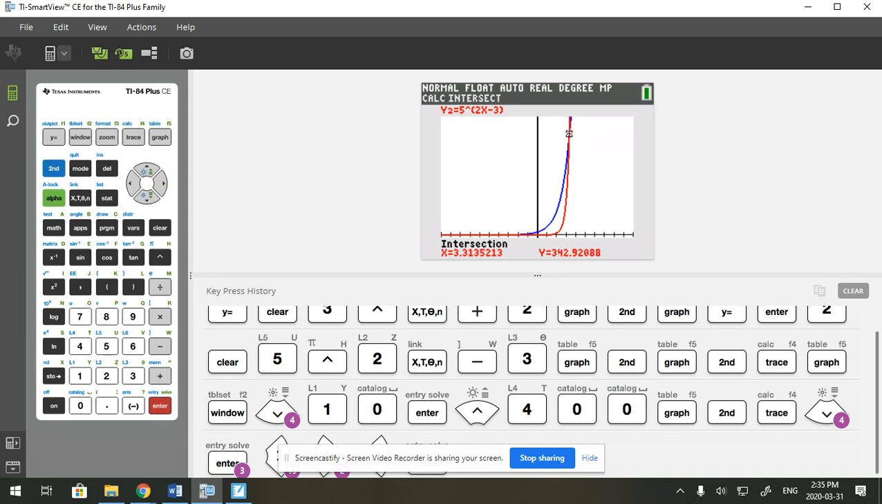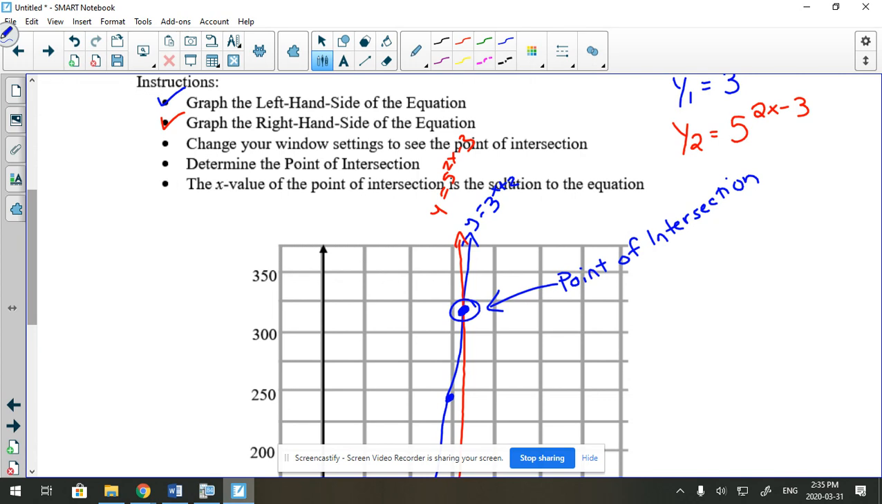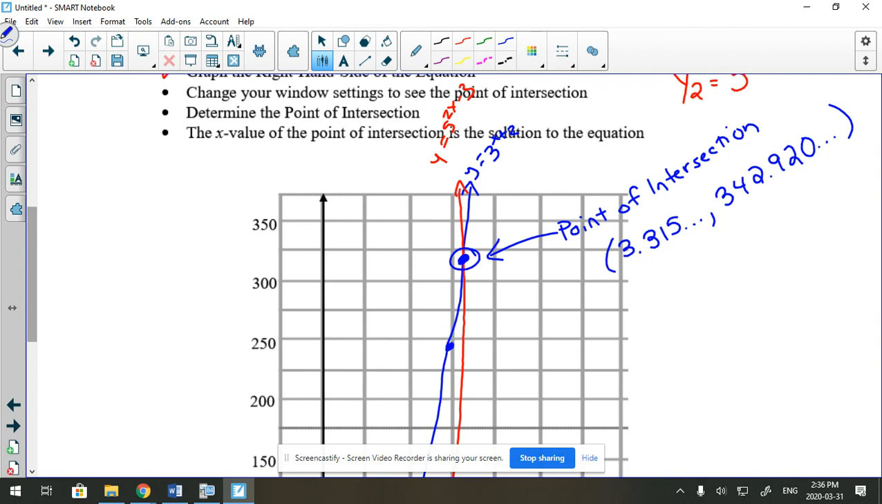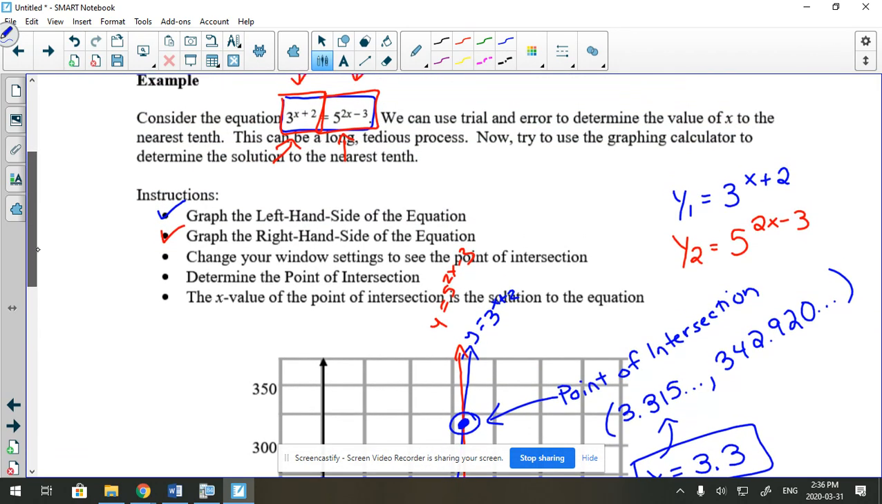And then it tells me my point of intersection. It tells me my x value and it tells me my y value for my point of intersection. So now I can write that down. My point of intersection was 3.315, bunch of decimals, 342.920, more decimals, and then your x value in your point of intersection is your solution. So if I round it to the nearest 10th, my x will be 3.3. So now I've solved this equation.